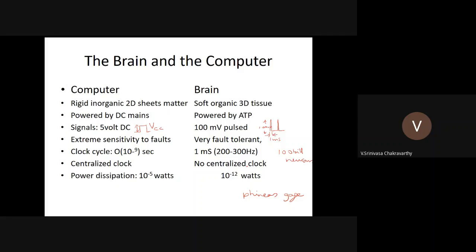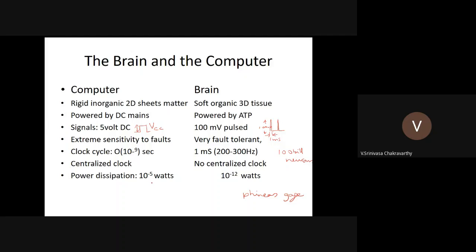They seem to synchronize and desynchronize transiently based on the problem at hand, based on the context. So it is a very dynamic synchronization, without any centralized clock. There is a centralized unit. You can think of the thalamus as a centralized unit, but it doesn't work anything like the clock in a computer. Okay, so the next thing is power dissipation in the computer is much higher.